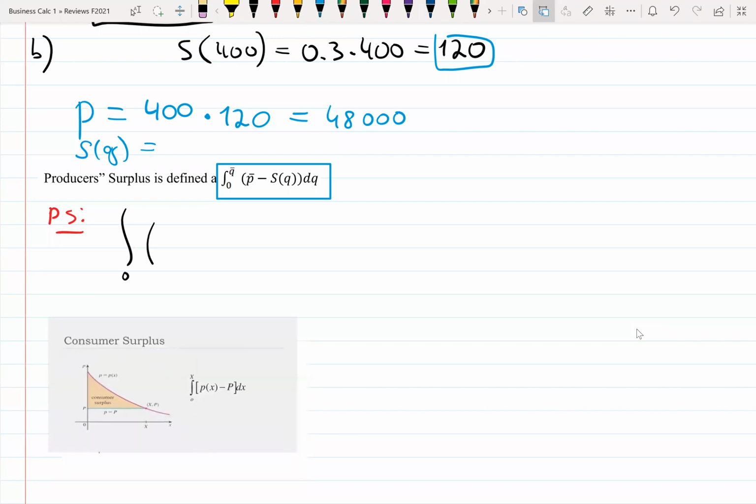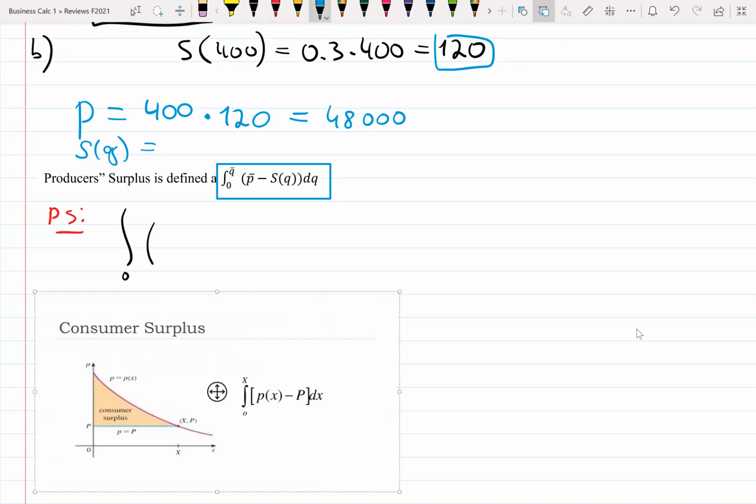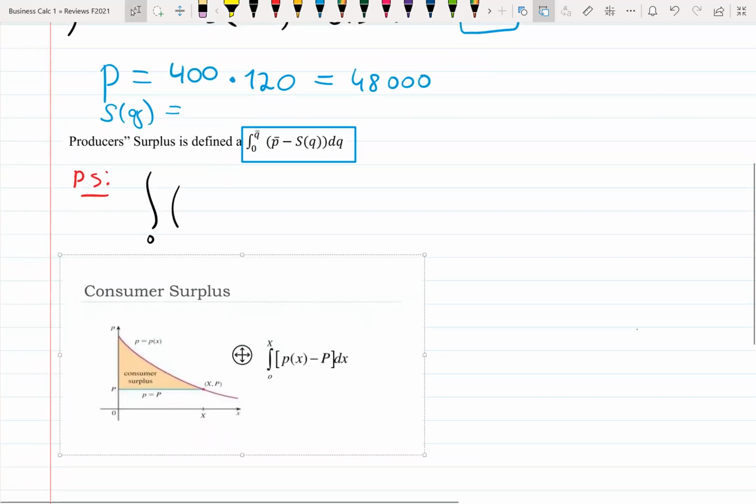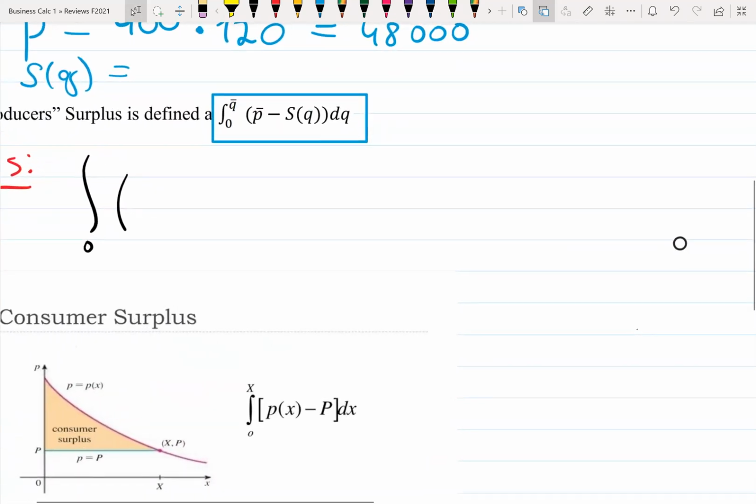Who wants to keep going, finishing the integral? This is my area. So we're finding this area called consumer surplus. Here, this is our Q. From 0 to Q, P minus S of Q, dQ, like so.